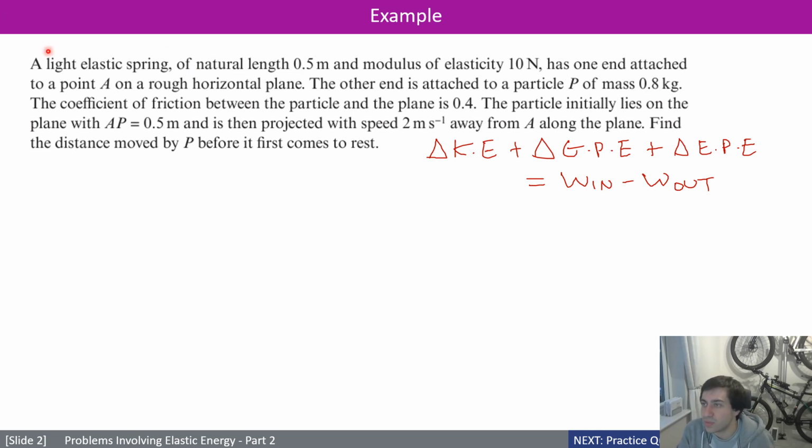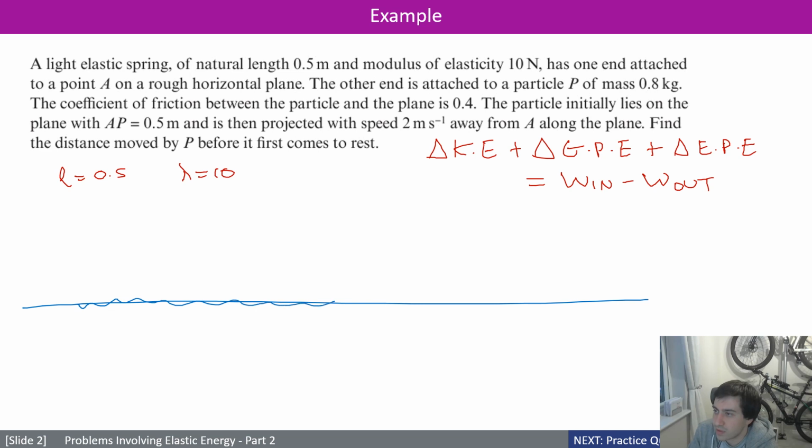So what's the situation? We've got a light elastic spring, natural length 0.5, modulus of elasticity 10. One end is attached to a point A on a rough horizontal plane. Let's draw our plane, which is rough. The point A is here. And the other end is attached to a particle P of mass 0.8 kilograms. Let's just note the mass then, 0.8. The coefficient of friction is 0.4. The particle P initially lies on the plane with AP equals 0.5.